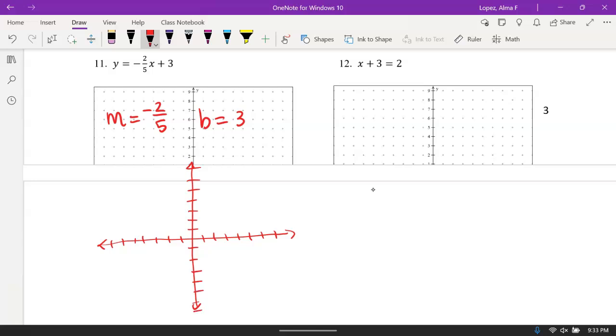All right. Our starter point on the y-axis, remember this is y, this is x. Here's where y is equal to 3. And from there, I'm going to go down 2 and to the right 5. And draw it in. And you can do it a couple of times if you want to. I didn't draw enough graphs, so I went ahead and drew mine in.